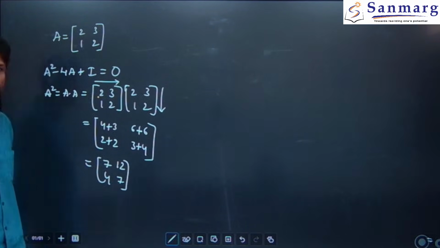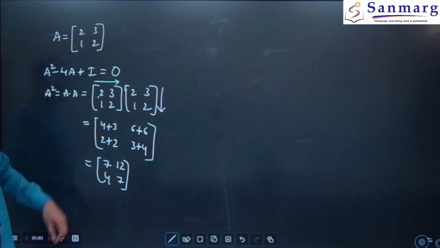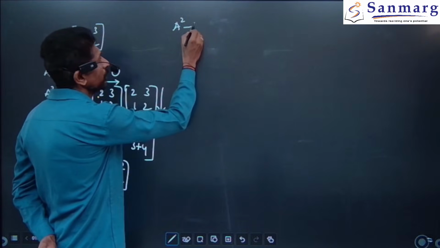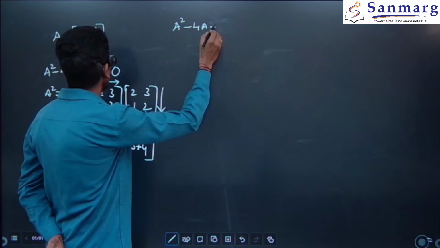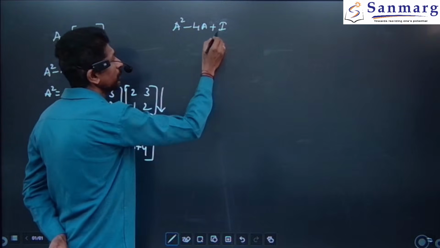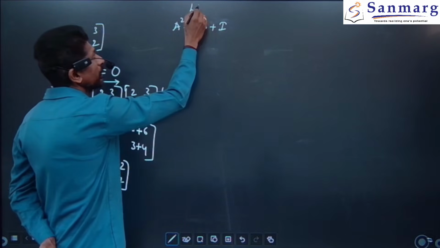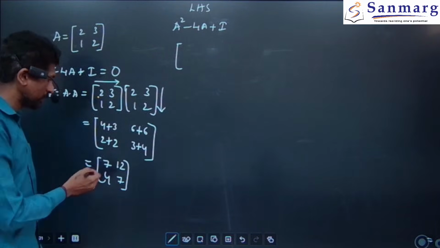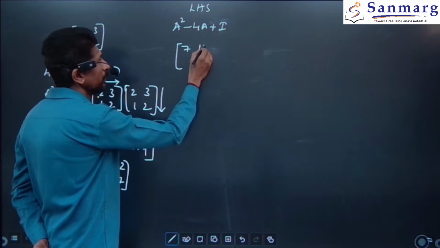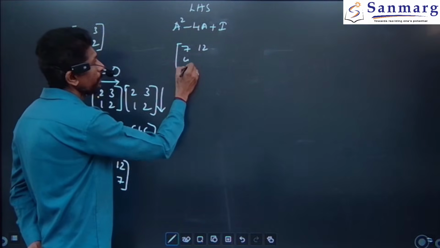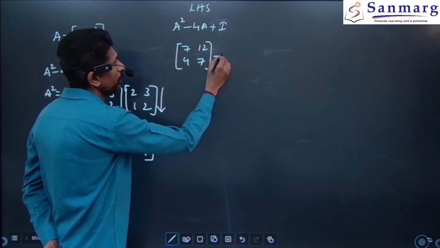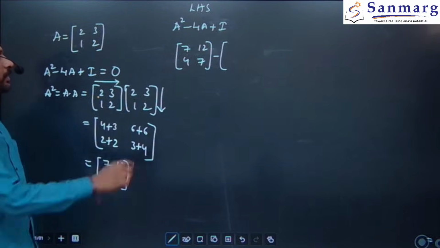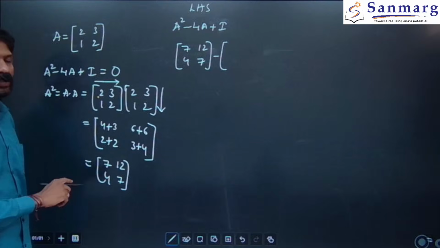This is the A square matrix, and you know minus 4A. So first write down the LHS part, that is A square minus 4A plus I, and you have to prove the RHS. A square you already got. A square value is 7 12, 4 7. Next you have to do scalar multiplication: 4 has to multiply with the A matrix.